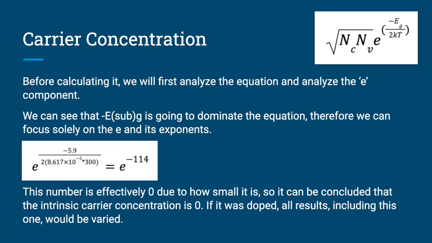So for carrier concentration, before calculating it, first we'll analyze the equation and analyze the e component. We can see that E sub G is going to dominate the question, therefore we can focus solely on the e and its exponent. After we plug everything in, we can see that e is going to be raised to the power of negative 114. This number is effectively 0 due to how small it is, so it can be concluded that the intrinsic carrier concentration is 0. If it was doped, all the results, including this one, would be varied, and we'll see that later on in the project as some of the results will be in consideration of doped numbers.